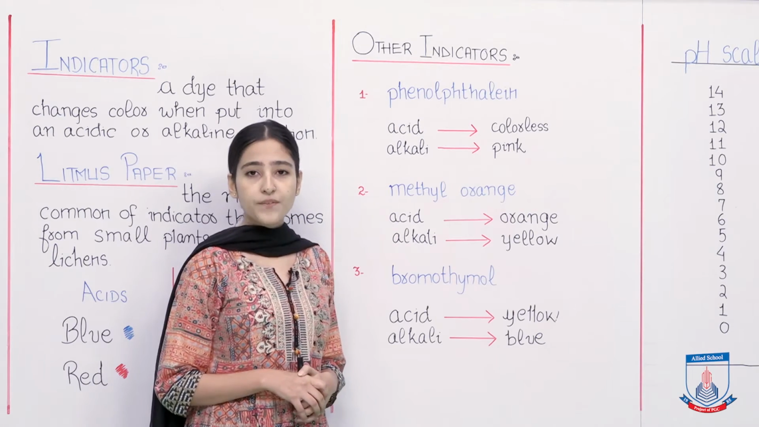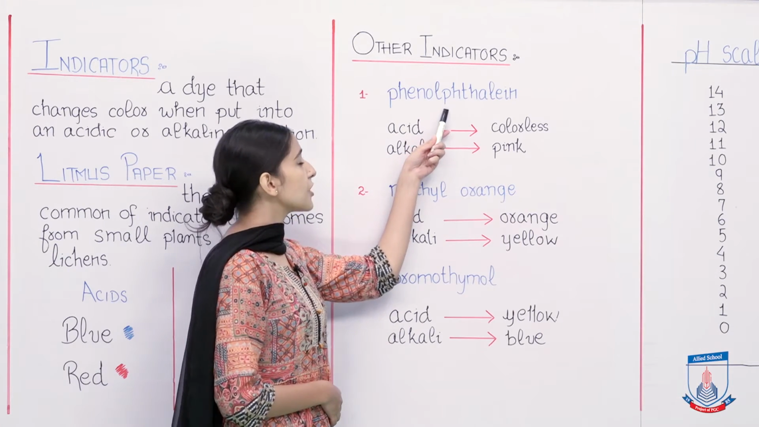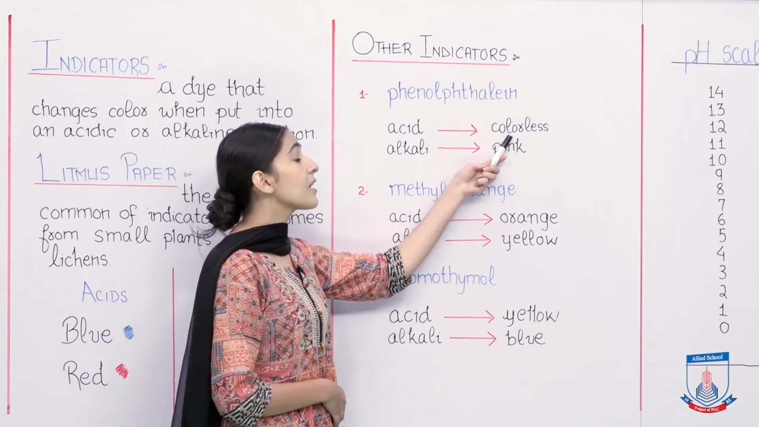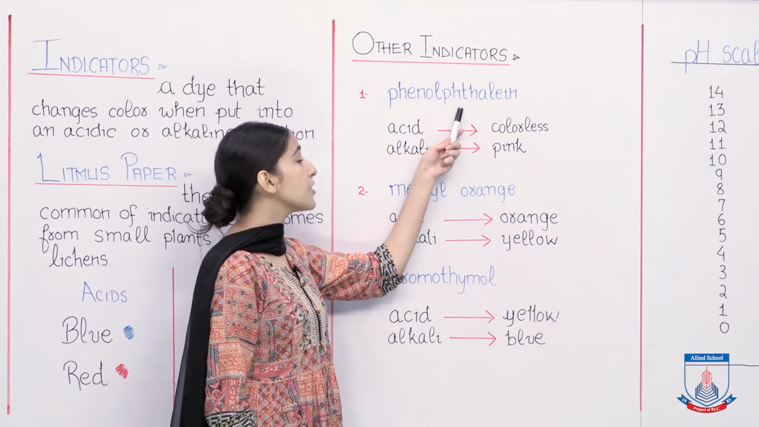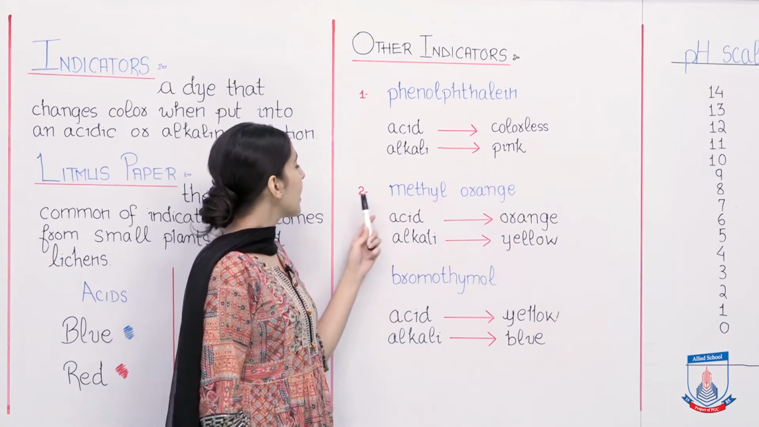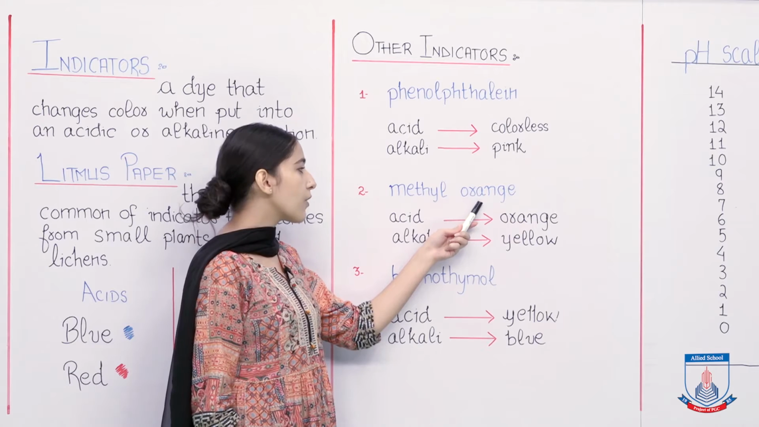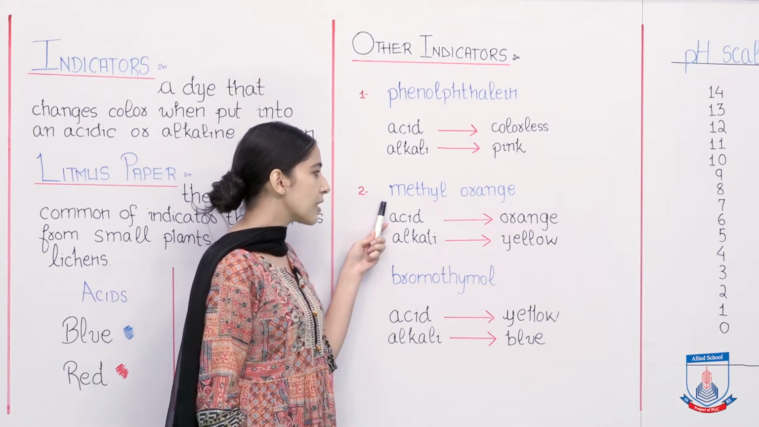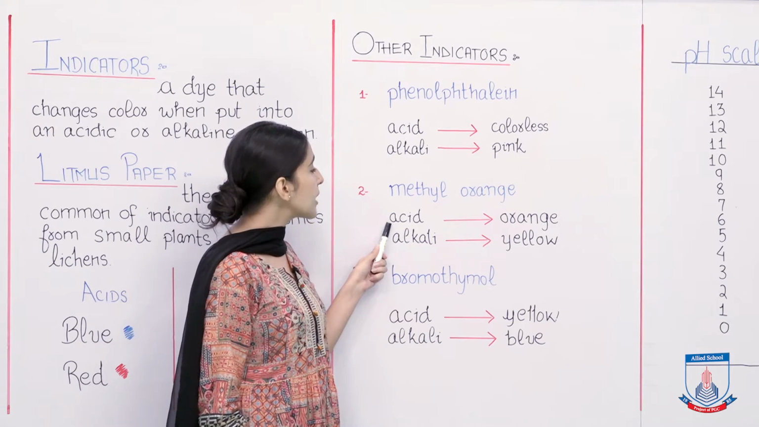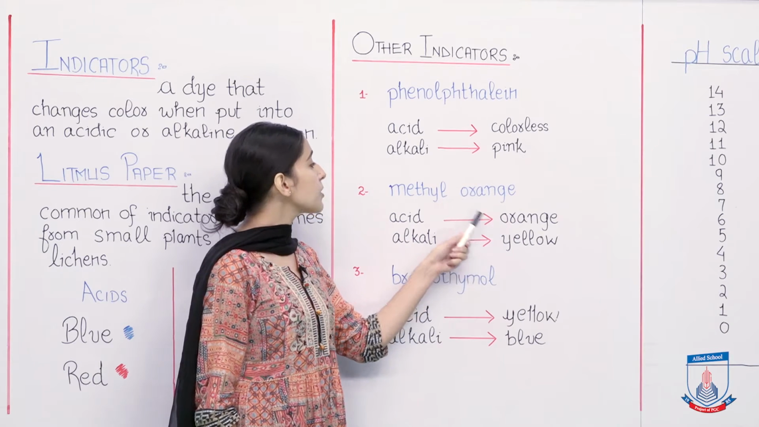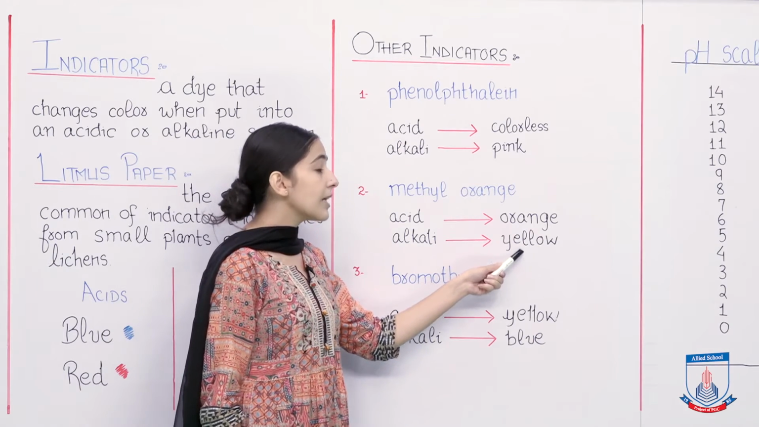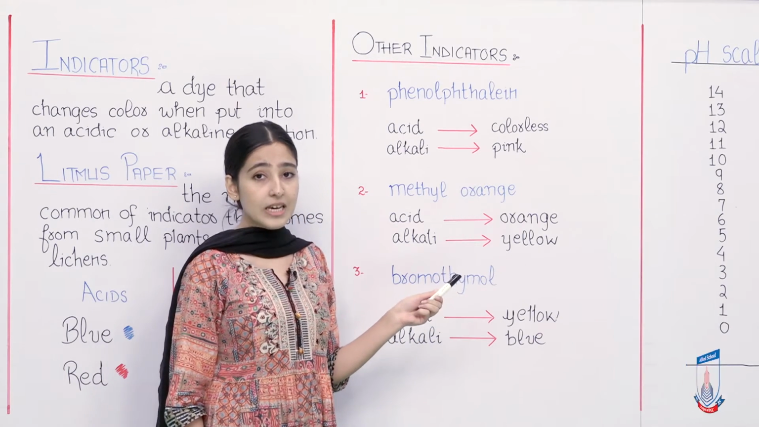Number 1 is phenolphthalein. Phenolphthalein is a solution that if we put phenolphthalein drops into an acidic solution, it will remain colorless. But if we put phenolphthalein drops into an alkaline solution, it will turn the solution pink. The second example is methyl orange. Methyl orange is also a solution. If we put drops of methyl orange in an acidic solution, it will turn orange. But if we put methyl orange drops into an alkaline solution, it will turn yellow. This is how we indicate that the solution is acidic or basic.